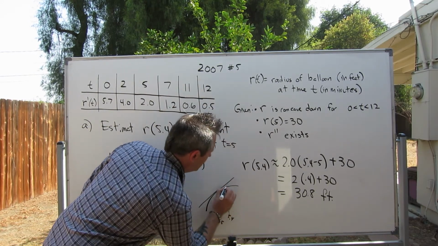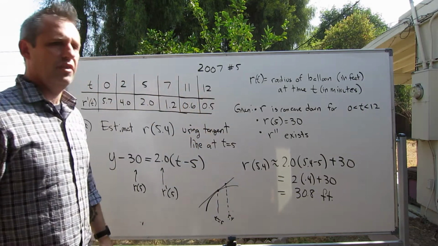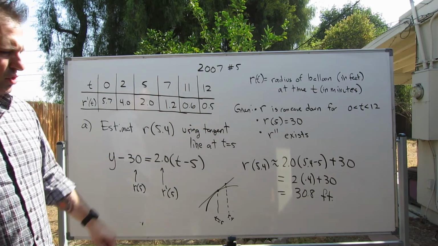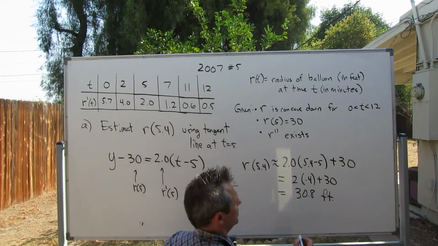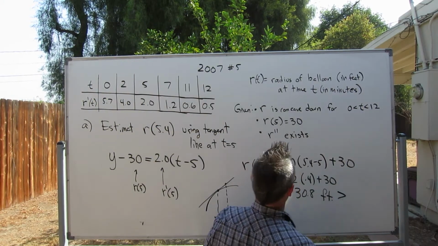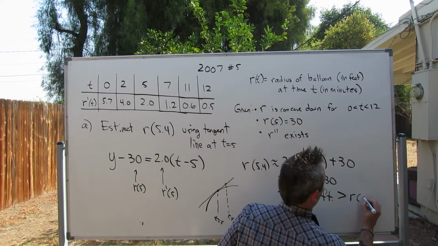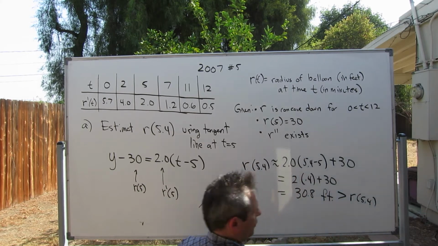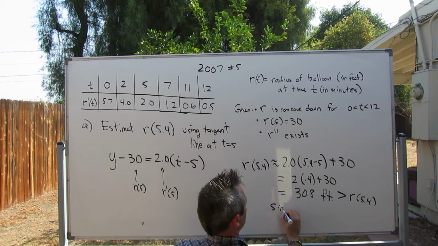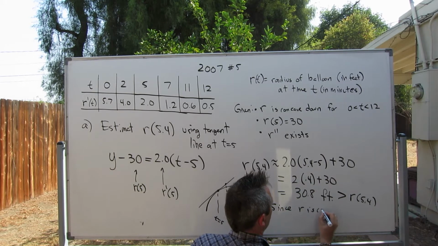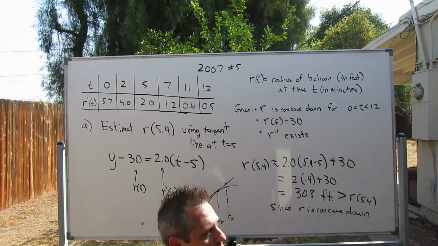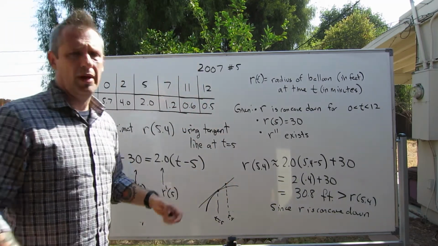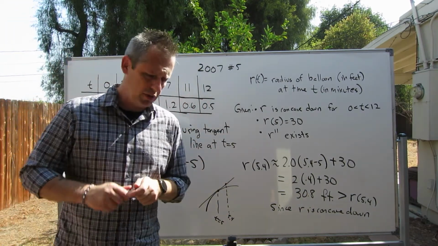We plugged that into the tangent line instead of the actual value of the function, so we can see that it is an overestimate. So this is likely greater than r of 5.4. And the reasoning I would give is, since r is concave down, I probably would include a picture, perhaps a little better than this one, but I probably would include a picture as well.